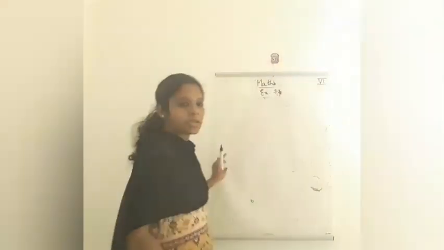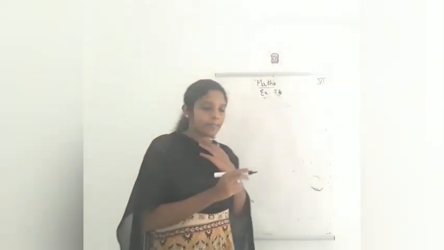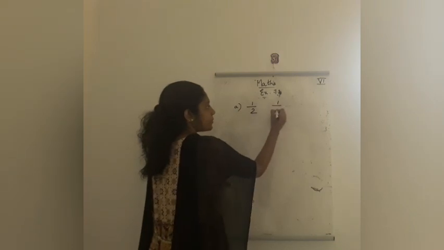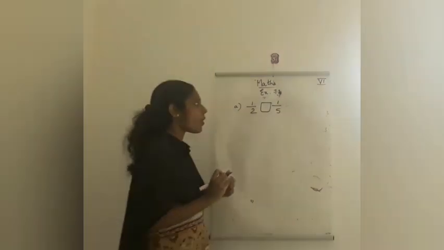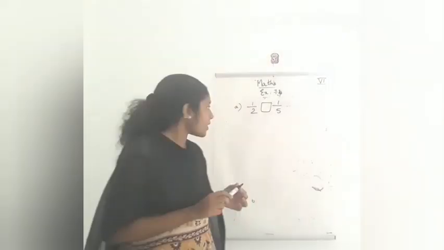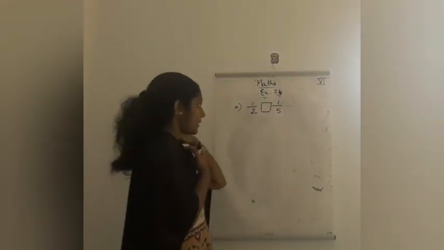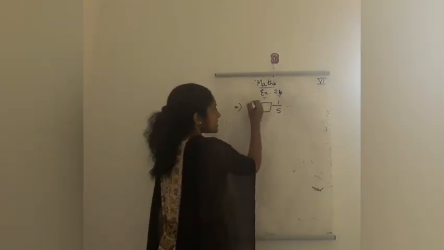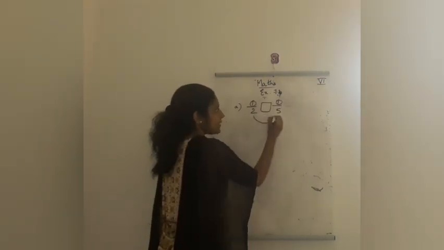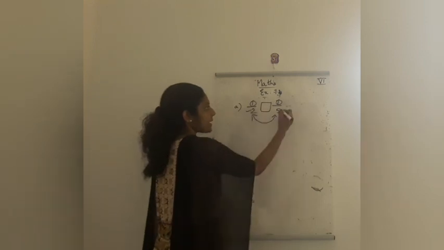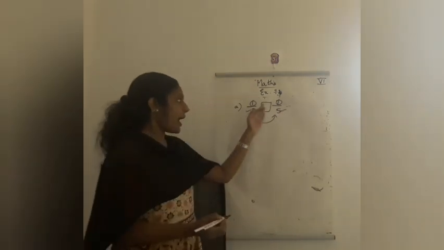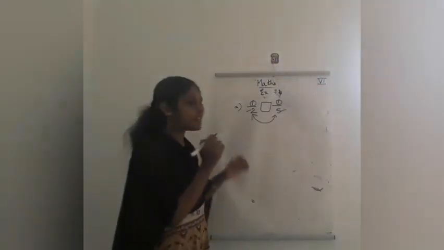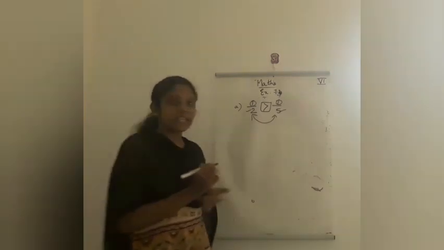Okay, so the first question is 1 by 2 and 1 by 5. You have to put the greater than, equal to, or less than symbol. In this case, the numerators are the same and the denominators are different. When the denominators are different, you compare the denominators 2 and 5. Which is the smallest number? 2 is the smallest number, so that will be the greatest fraction. 1 by 2 will be the greatest.